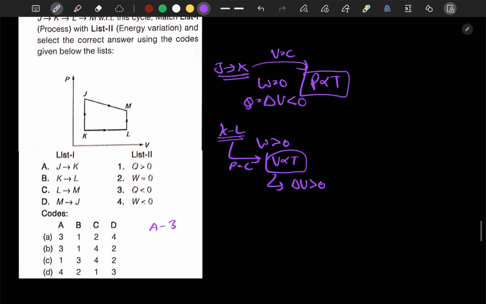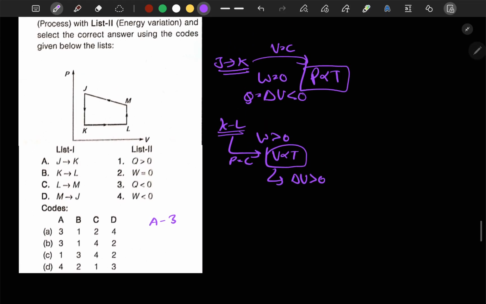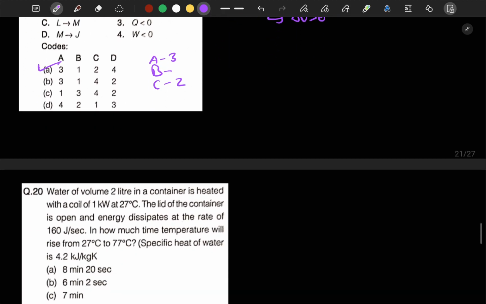For L to M, the work done will be 0. So we don't know about B, but for C, work done is definitely 0. Question number 2, 3, 2, is also available in one option. Let's check for the MJ process. From these two options only, from A and C, we get the correct option. So we will move to the next question.